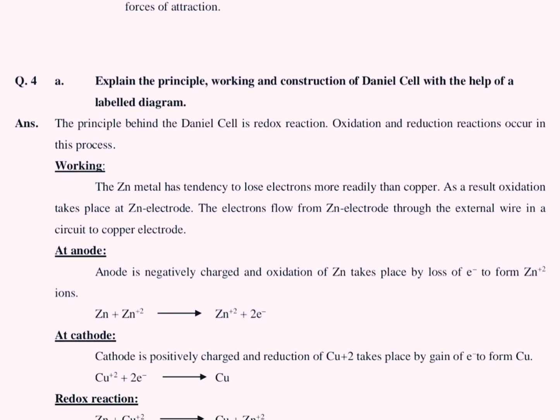Now the next question is: explain the principal working of your Daniell cell, and you have to label the diagram as well. So the basic principle involved इसमें है redox reaction. आपके जितने भी cells हैं इस किस्म के, they all have redox reaction on their back. That means oxidation reduction happening at the same time.